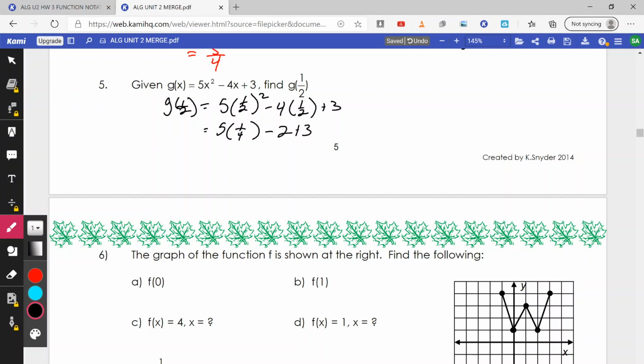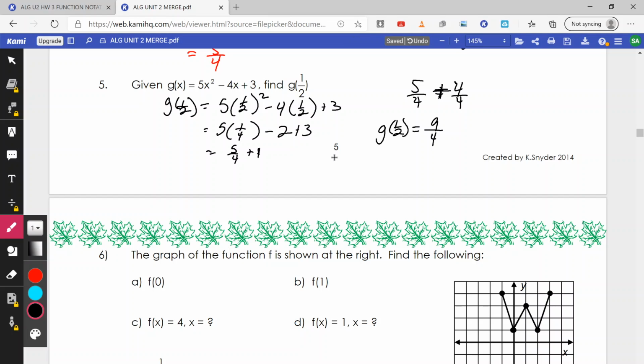5 times 1/4 is 5 over 4, and then I'll add my two numbers here. Minus 2 plus 3 gives me plus 1. Well, 1 as a fraction is really 4 over 4, so plus 4 over 4. Add my top numbers. 5 plus 4 gives me 9 over 4, so g of 1/2 equals 9 over 4.